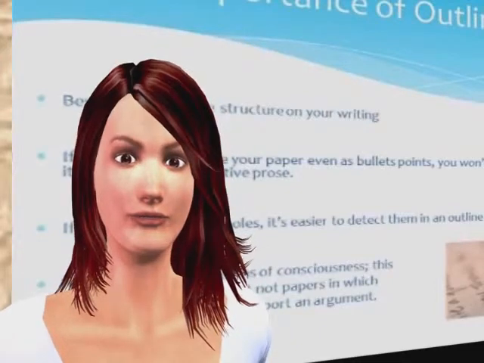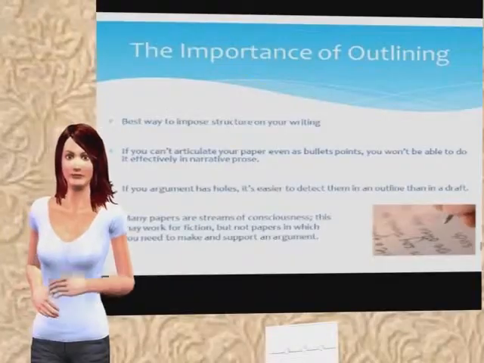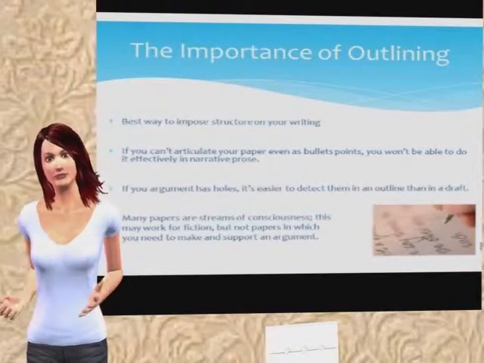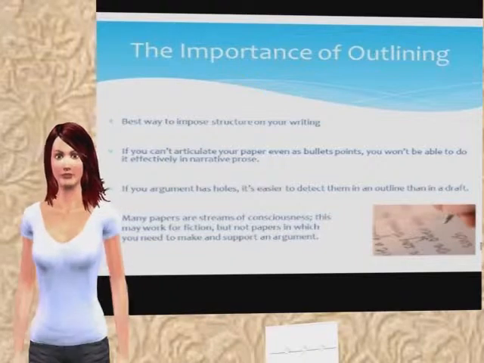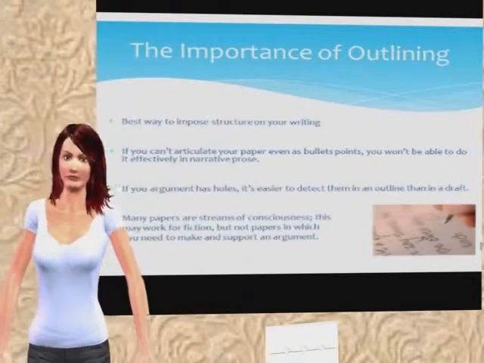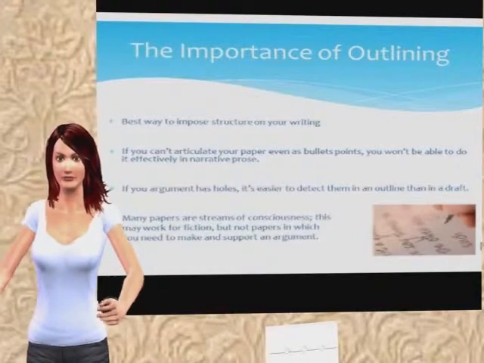And finally, a lot of papers are streams of consciousness where you just kind of roam from one idea to the next without having a well-organized argument. This can sometimes work for fiction writing, but not in analytical papers like in this class where you're going to need to make an argument. So outlining is very, very important, a very good skill to develop as you become a critical writer.